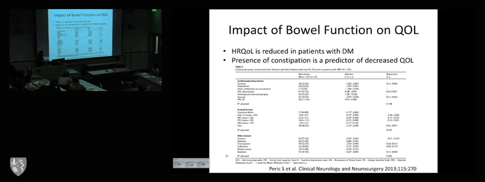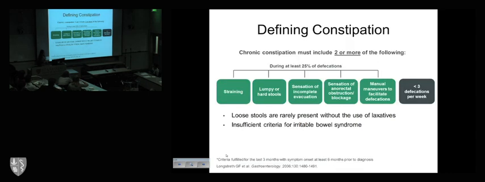There are several factors in multivariate analysis that have been associated with this decreased quality of life, but constipation here is one of them. So in multivariate analysis, constipation has come out to be a predictor of decreased quality of life. And there's actually something we can do about constipation. There are lots of therapies for constipation. But first, you have to define constipation.